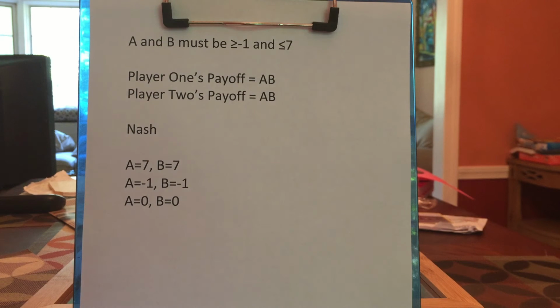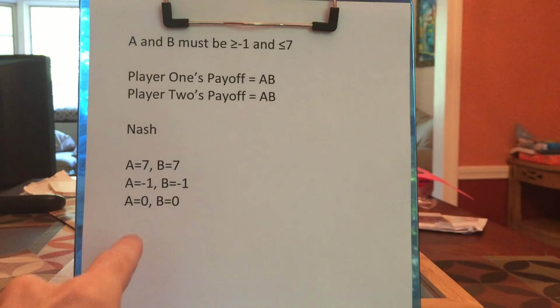Because let's say A is 0 and B is 3. Well, player 2 wouldn't regret his choice because he's getting nothing no matter what he does. But player 1 would regret setting A equal to 0. If B equals 3, player 1 set A equal to 0, and player 1 realized B was 3, he would say, oh gee, I regret this because had I known B would be 3, I would have wanted to set A equal to 7. So these are the only 3 Nash equilibria.